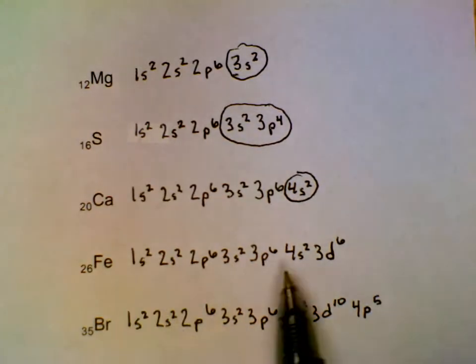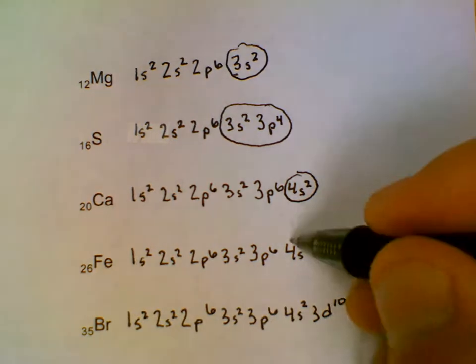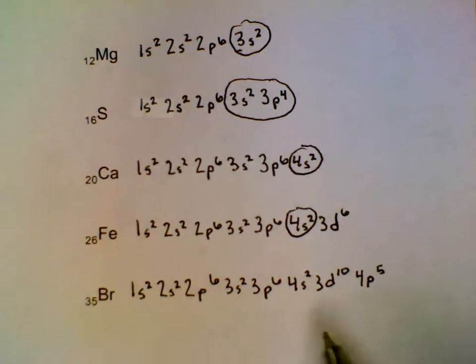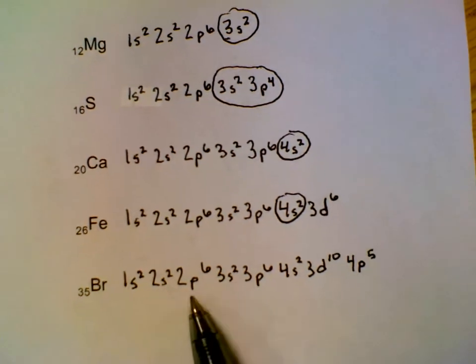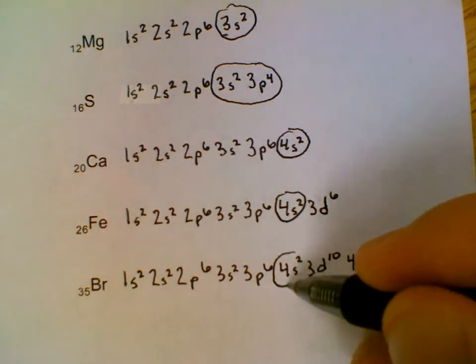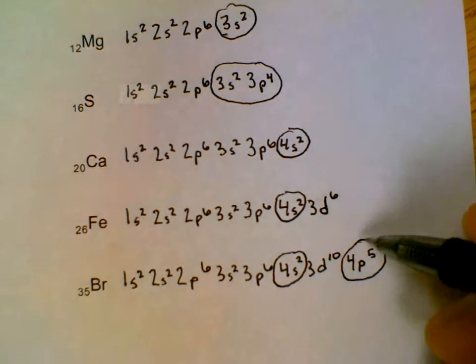Here's an interesting one, iron. 1, 2, 2, 3, 3, 4, 3. 4 is the highest, so it has 2 valence electrons. Bromine has 1, 2, 2, 3, 3, 4, 3, 4. So the 4s are going to get my circle. 2 and 5 make 7.